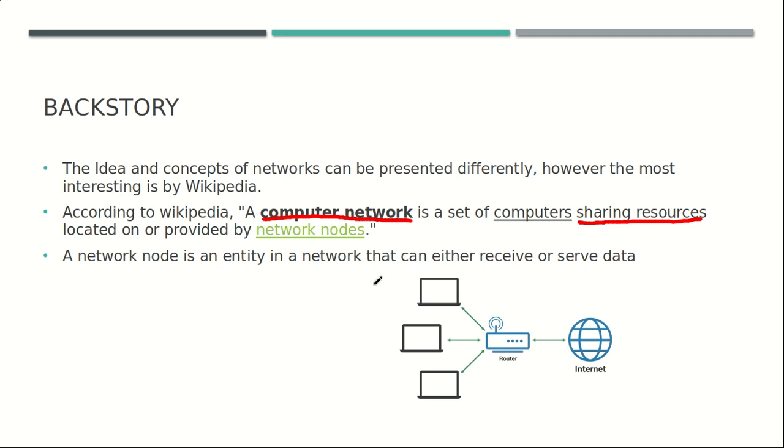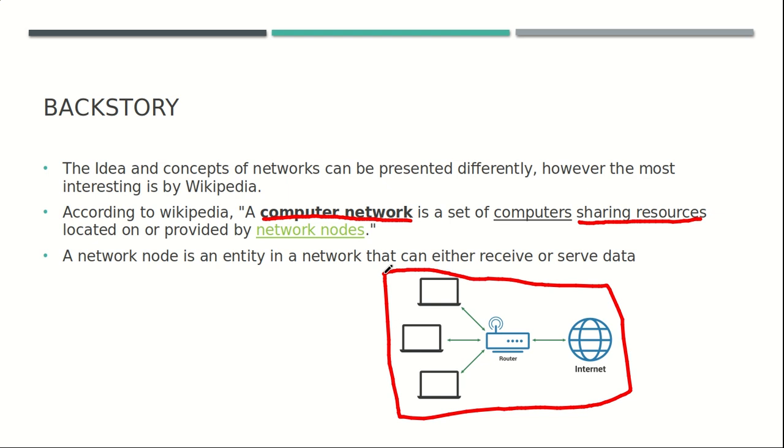Okay. So if we look at this example that we have here, this is a network. Why am I saying that? Well, these computers are sharing the access to the internet. Good, we have the sharing resources part of it. What are network nodes? Well, each and every entity that's part of the network, this and that and that, each one of those is a network node.